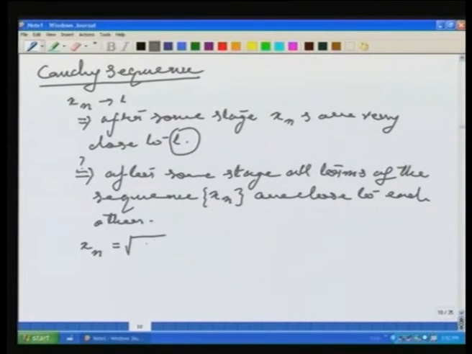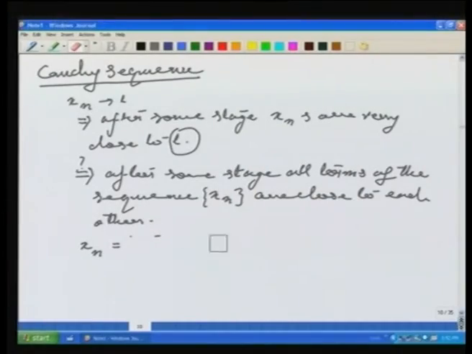Intuitively it looks correct to me, because if all the terms after a certain stage are getting close to L, certainly they are getting very close to each other. But still some amount of quantification is actually required, as follows from this example. Let us look at the sequence x n equals square root of n, certainly a divergent sequence.